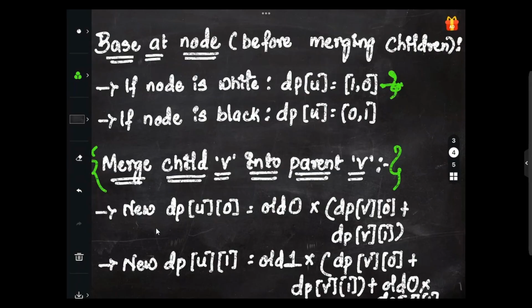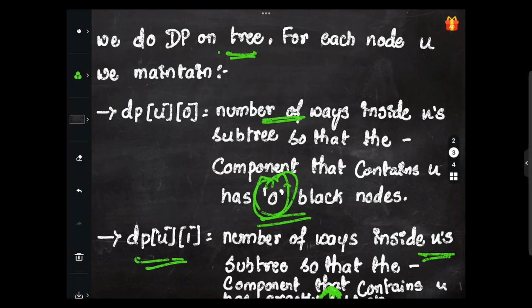If node is white, then we'll be going with dp of u equals 1 comma 0, and if black, same thing, we'll reverse this, so we'll go with 0 comma 1. So this is nothing but the base at node, right? So this is fine, I believe. Here, when I say if node is white, dp of u equals 1 comma 0, whatever we are considering, this is nothing but its own component has zero black. For the black, its own component has exactly one black. So this we can derive from this part, right?